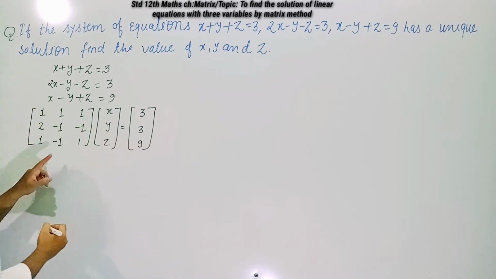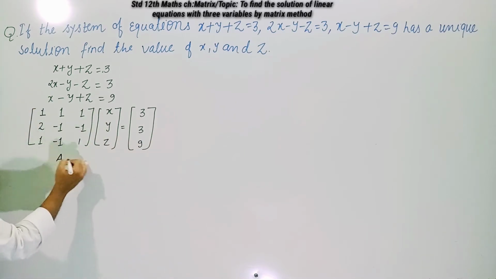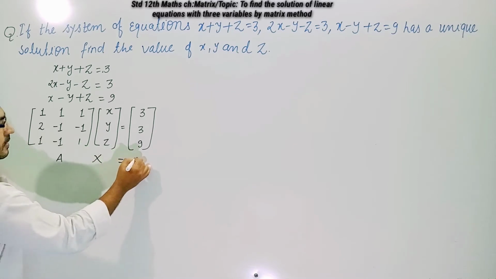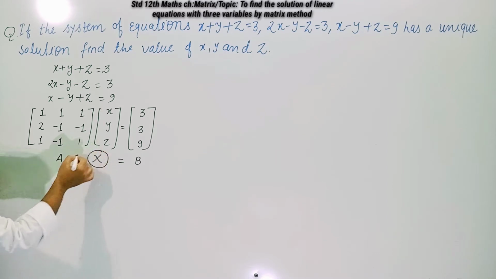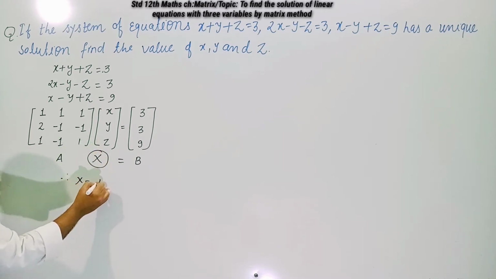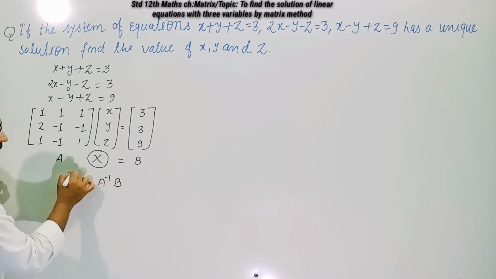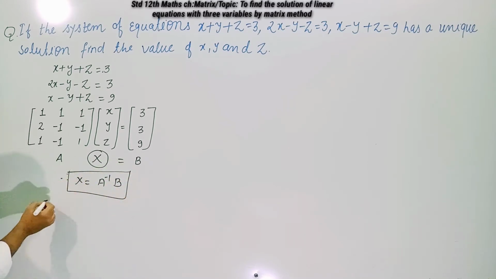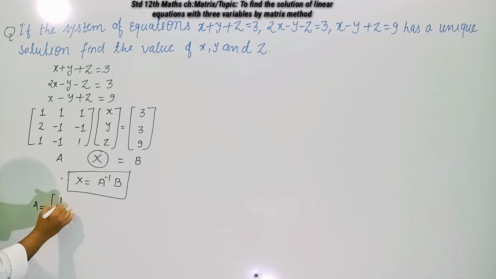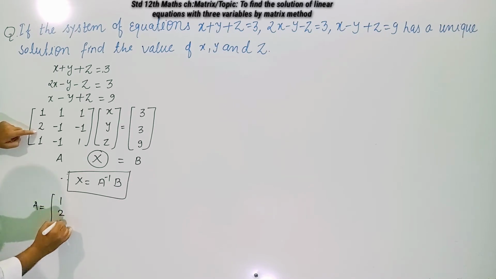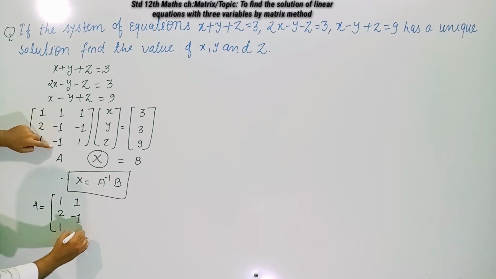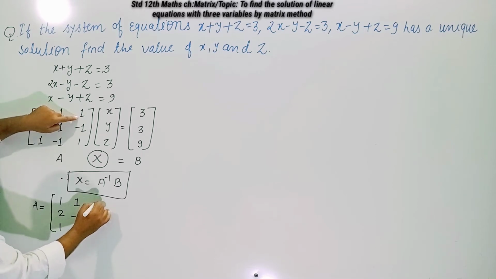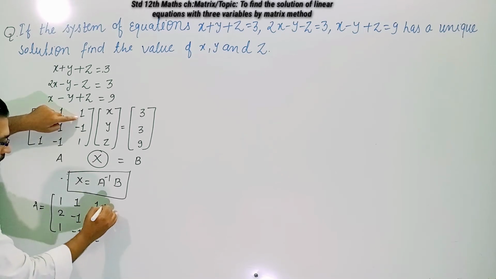Okay students, so here we can write: this is A, this is X, and this is B. We want to find out X over here. So X will be A inverse B. Okay students, so writing the matrix A, matrix A is: first column 1, 2, 1; second column 1, minus 1, minus 1; and in the third column 1, minus 1 and 1.